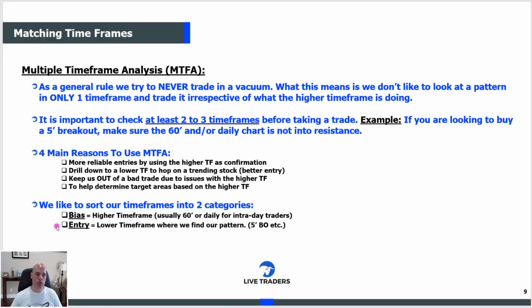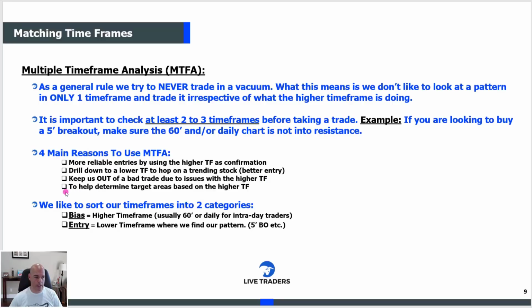But as a general rule, as intraday traders, get used to looking at the 60-minute chart, even when you're trading the 2 or the 5-minute. Okay, and for swing traders, if you're used to trading the daily chart, get used to looking at the weekly chart and the monthly chart. Get used to it. It will also help you guys if you drill down to a lower time frame, TF is time frame, to hop on a trending stock and get a better entry. I'm going to show you examples of this. Don't worry, okay? It will also help keep us out of a bad trade because the higher time frame stinks.